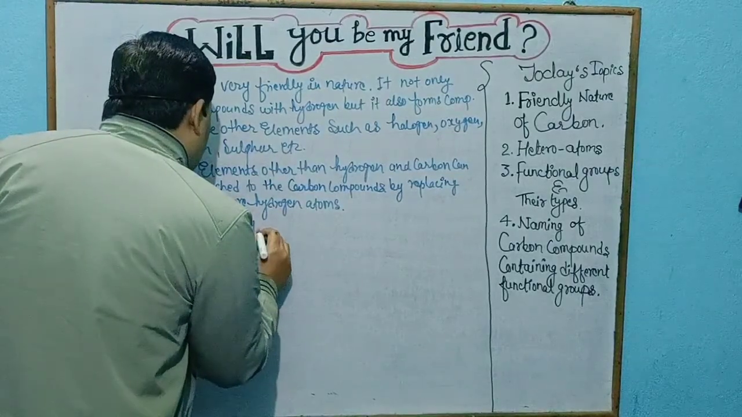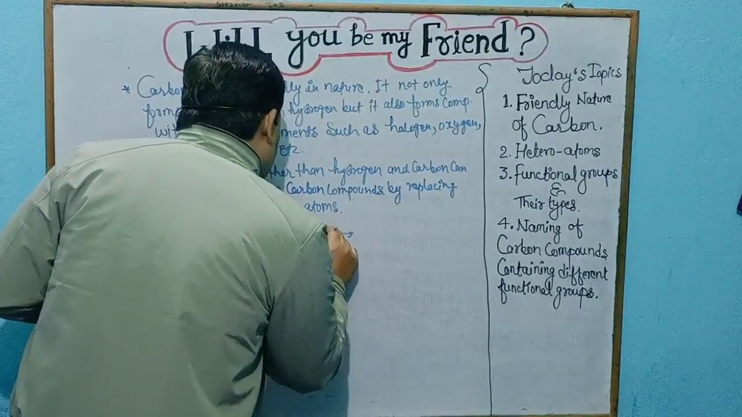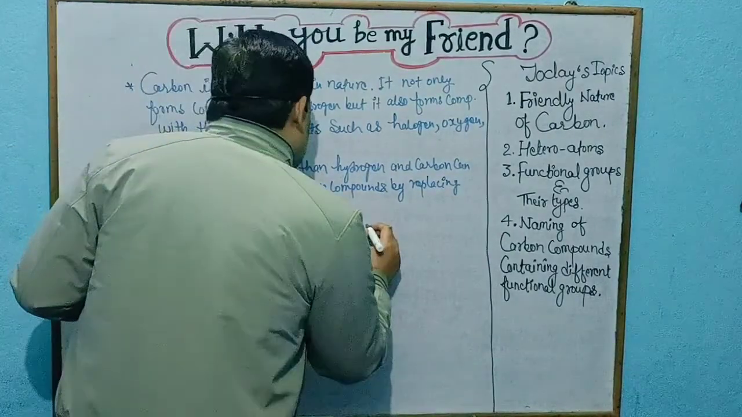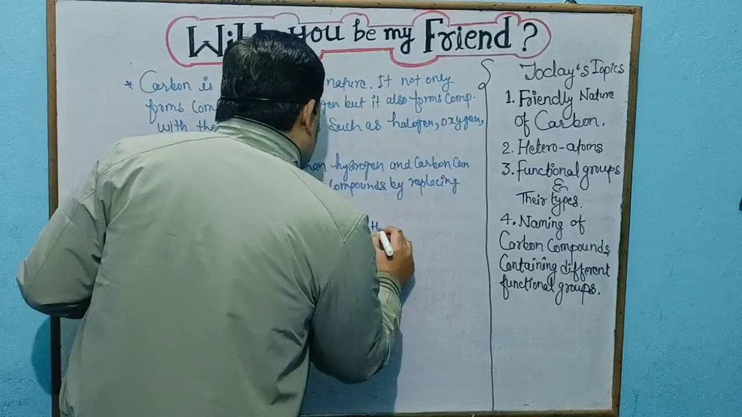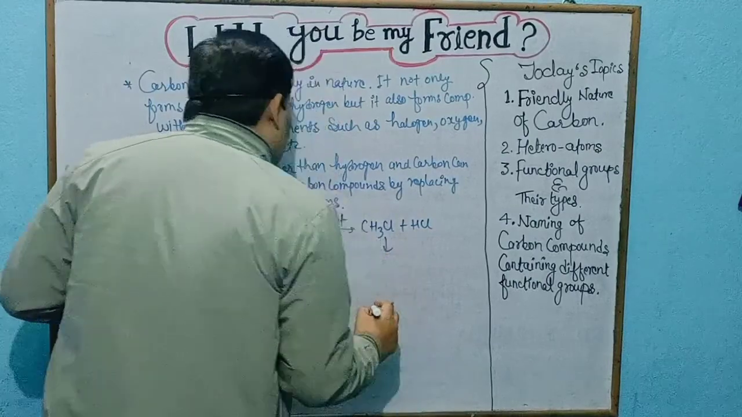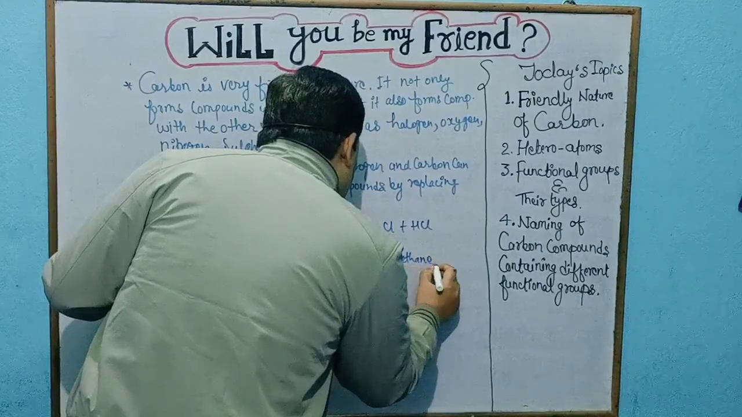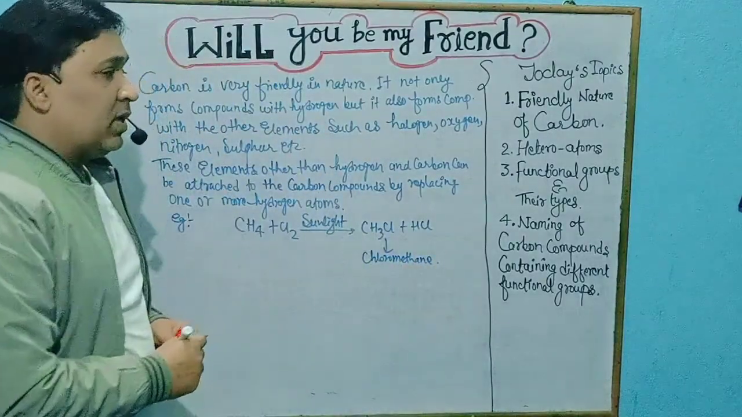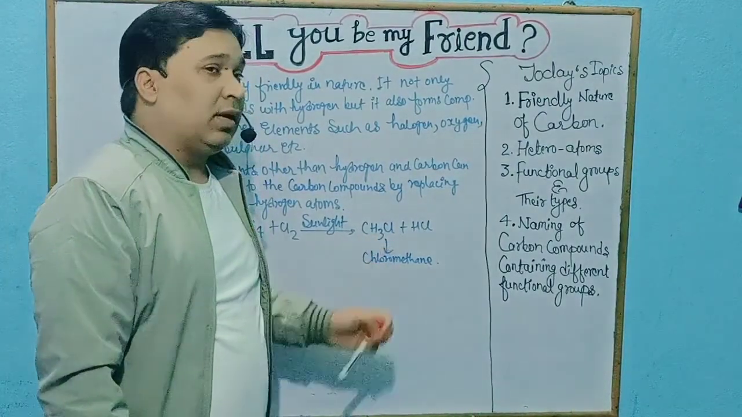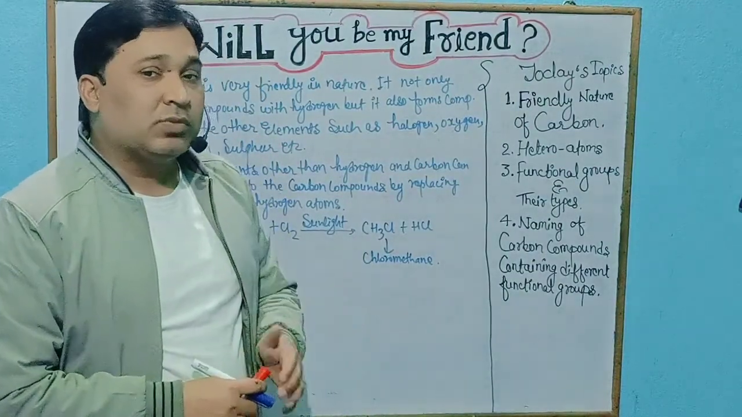when chlorination of methane is done in the presence of sunlight, one hydrogen is replaced from the methane and it becomes CH3Cl plus HCl. It is chloromethane. In a similar manner, the rest of the hydrogens can also be replaced. Why? Because chlorine is more electronegative than hydrogen. So it replaces hydrogen from the hydrocarbon and gets attached to the carbon compound, right?